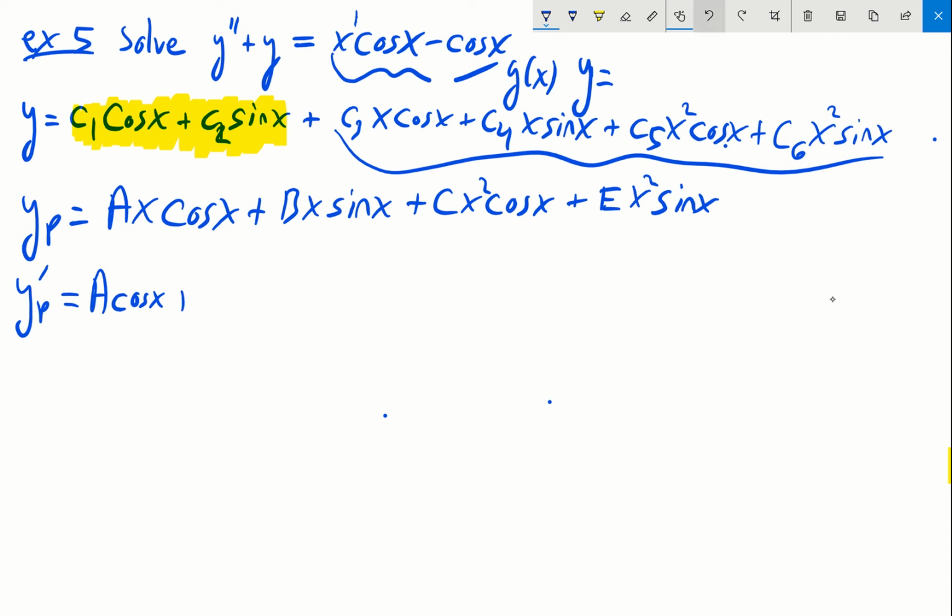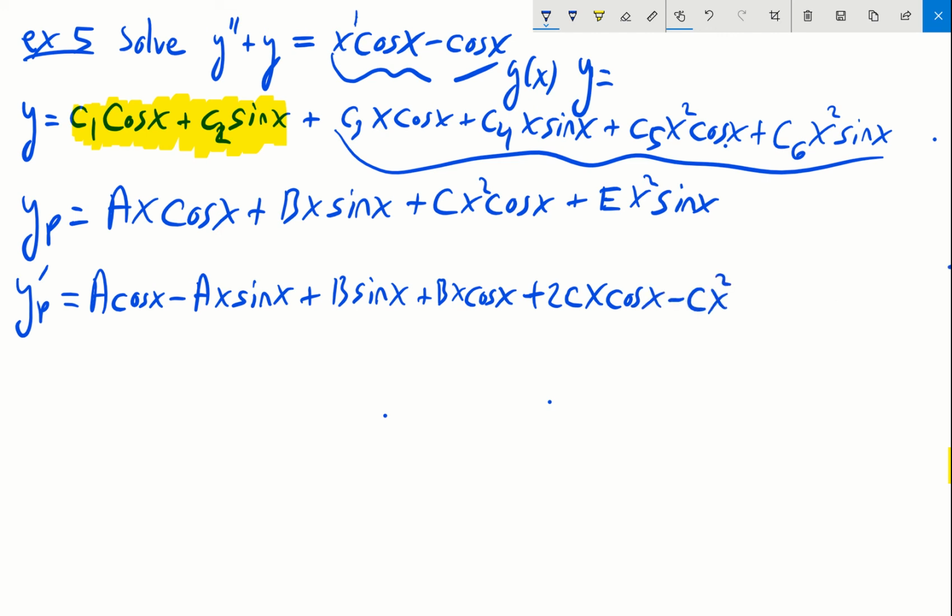minus ax sine x plus b sine x plus b x cos x plus 2cx cos x minus c x squared sine x plus 2ex sine x plus e x squared cos x.